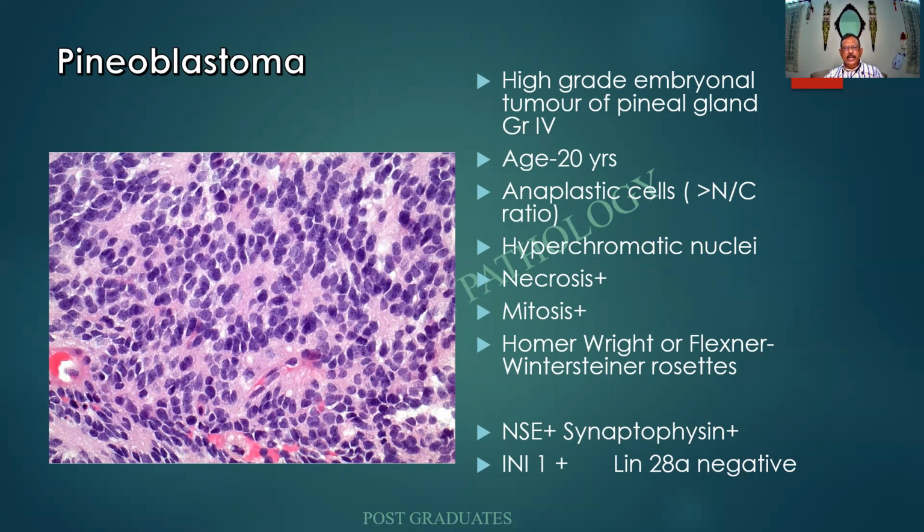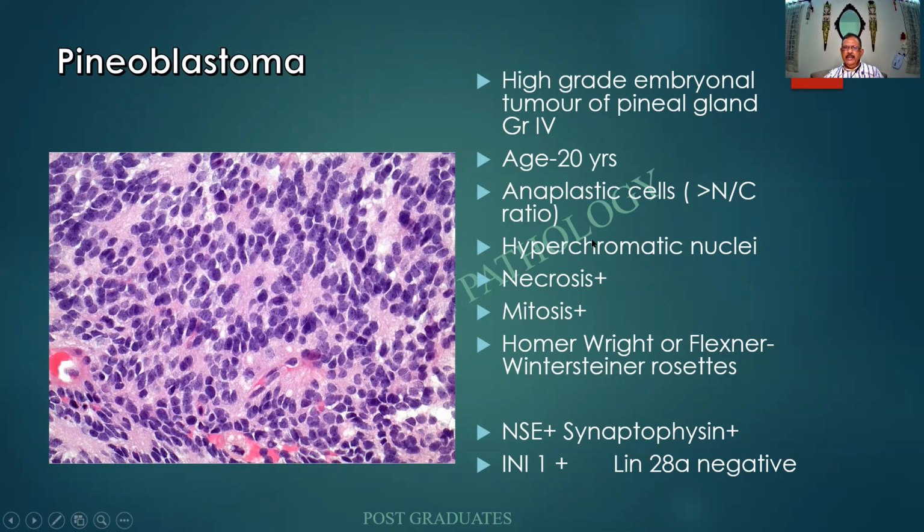A spread into the adjoining parenchyma. These are all the features we will have to look for histologically. Once there is necrosis, a professor once taught me to go to grade 4 straight away. And here I am finding multiple rosettes. Multiple rosettes are the Homer Wright or the Flexner-Wintersteiner rosettes.